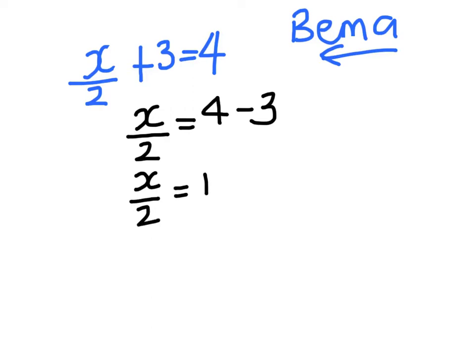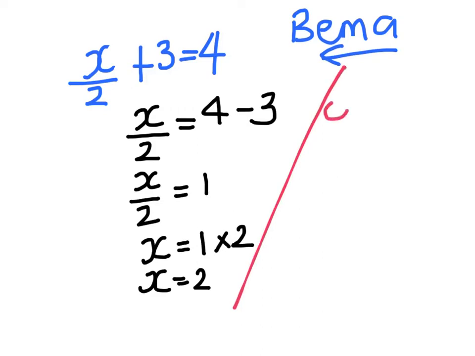What am I going to do next? Well, I don't want x over 2, I just want x. So now I'm going to move this divide by 2 onto the other side. Change the side, change the operation. The opposite of divide by 2 is times by 2. So x equals 2. As always, let's do a bit of a check over here.